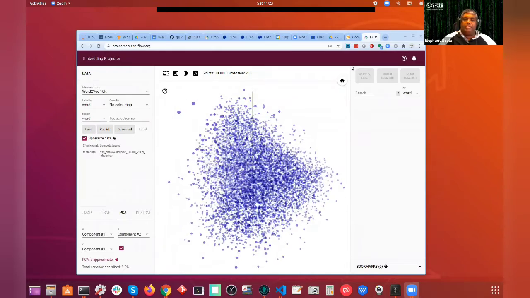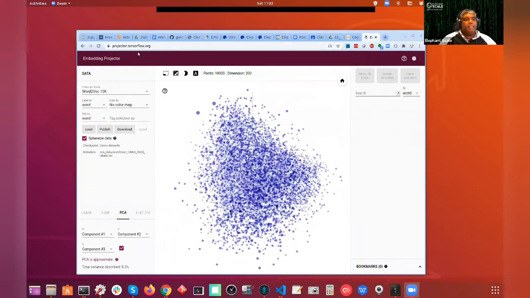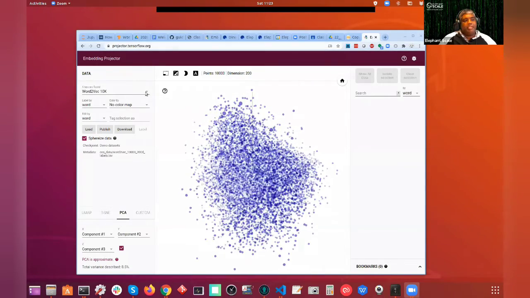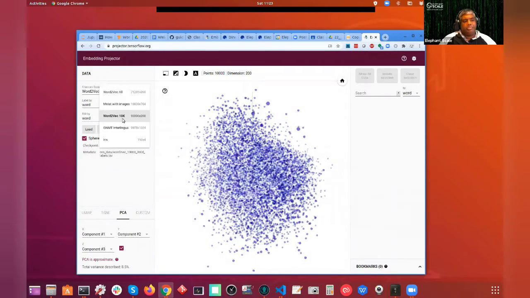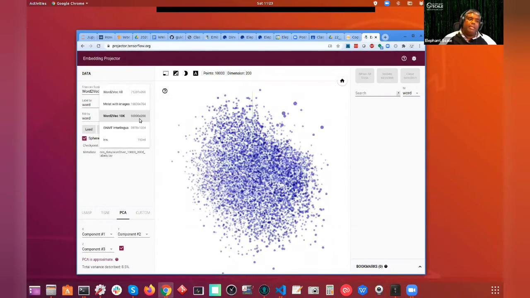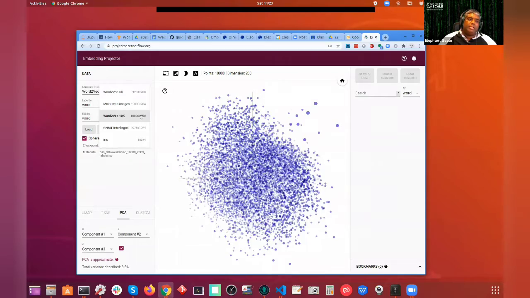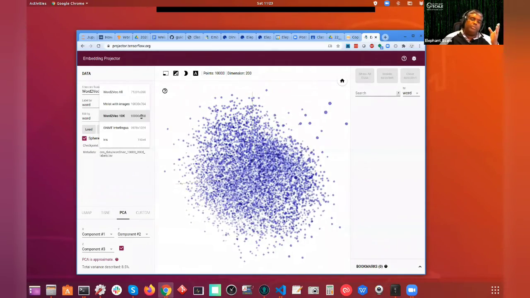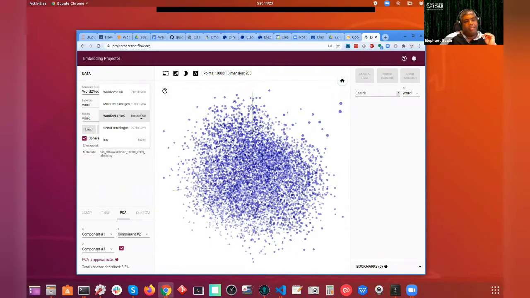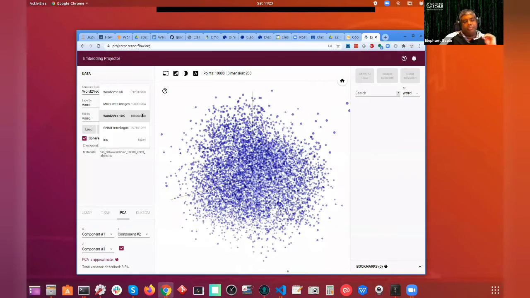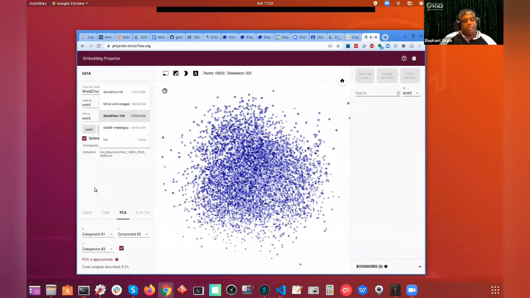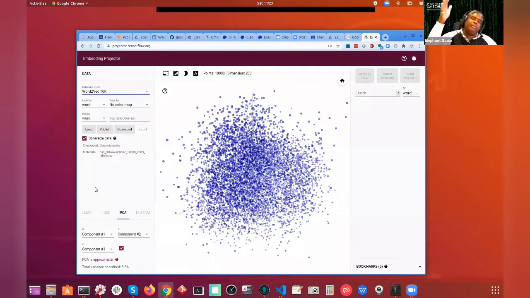So is everybody on this page, guys? Projector.tensorflow.org, right? So here the model I'm looking at is called word2vec 10,000. So it's 10,000 words, right? And for the actual vector dimension, imagine a spreadsheet. I have 10,000 rows, and then 200. So vector space 200 means it has 200 columns. So the number of columns is 200.